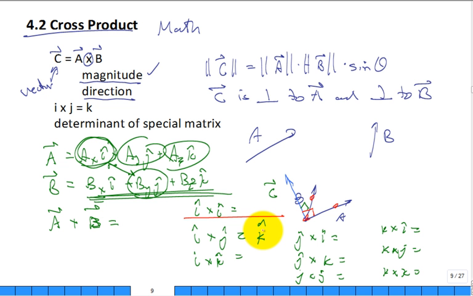I cross I. Well, you would go back and say, what's the angle between I and I? 0. Sine of 0 is 0, 0. All right. And then we just talked about using the right-hand rule to get I cross J. So maybe you think about, here's our traditional I direction, our traditional J direction, traditional K direction.